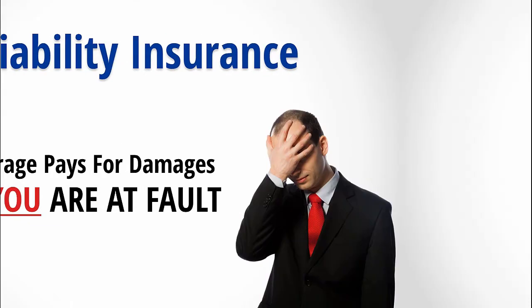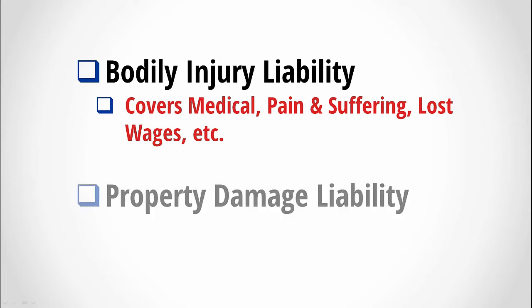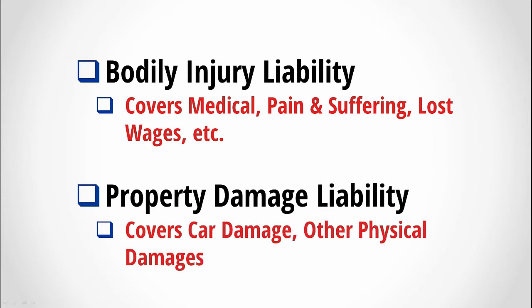Auto liability coverage falls into two categories. First, there's bodily injury liability. This covers medical expenses, pain and suffering, lost wages, and other special damages. The second category is property damage liability. This covers damaged property. For example, it would cover the car that was involved in the accident, or if you hit a lamp pole or house.